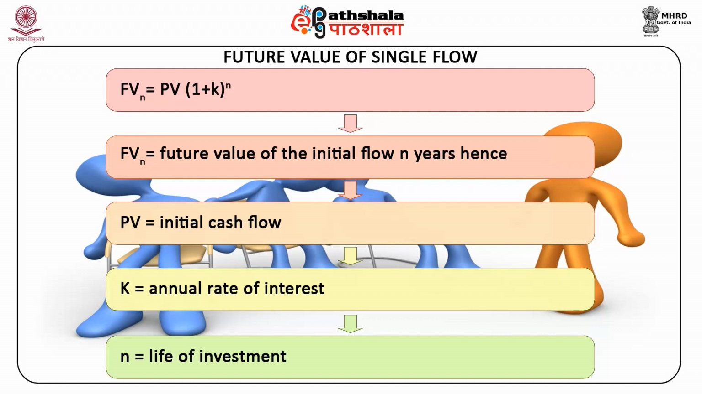(1 plus K) raised to power n represents the future value of an initial investment of rupees 1 at the end of n years at a rate of interest K, referred to as the future value interest factor. In short, FVIF. Thus, to calculate the future value of any investment for a given value of K and n, the corresponding value of (1 plus K) raised to power n from the FVIF table has to be multiplied with the initial investment.